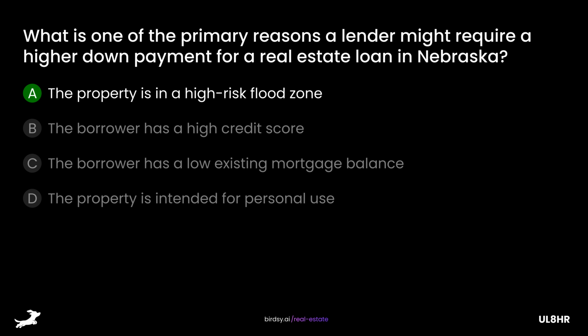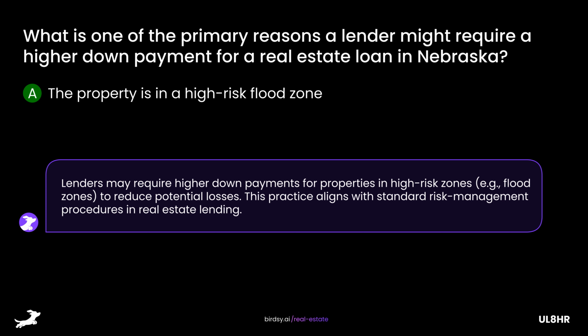The answer is A. The property is in a high-risk flood zone. Lenders may require higher down payments for properties in high-risk zones, e.g., flood zones, to reduce potential losses. This practice aligns with standard risk management procedures in real estate lending.